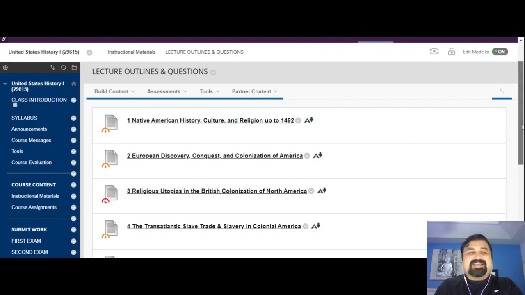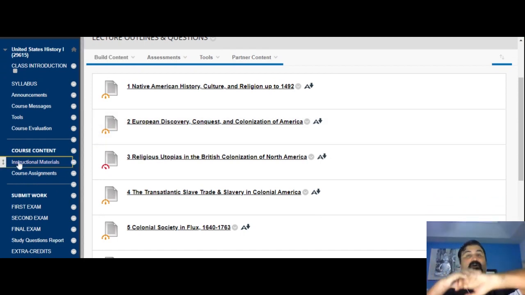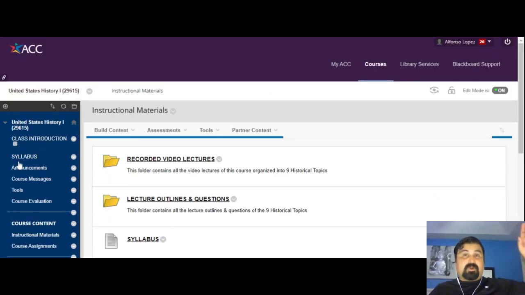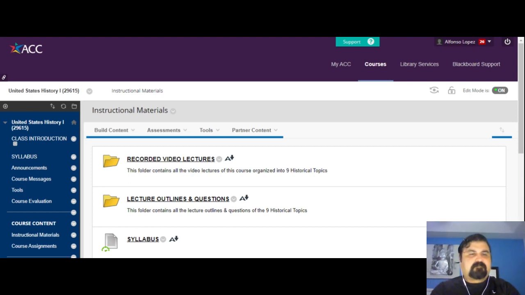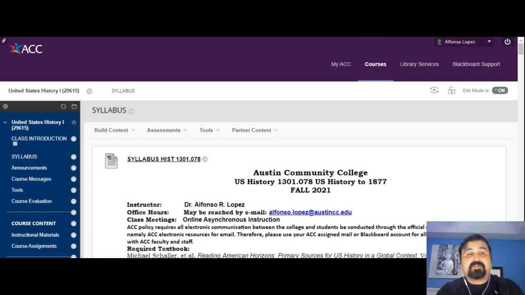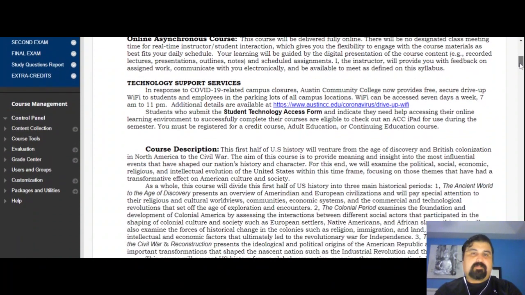Again, those are instructional materials. One folder contains all of the recorded video lectures. They're divided by topic, by theme. There are 9 topics, 3 videos each. This is pretty much the method of instruction. You're supposed to be watching 2 per week. You can watch more if you want, of course, if you have the time, but 2 per week will be proper.